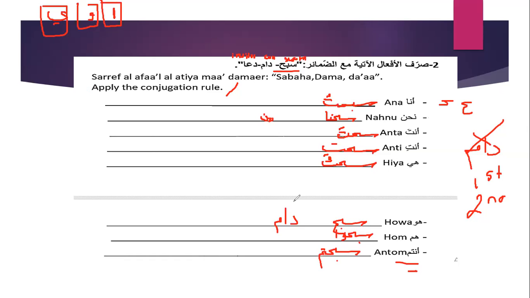So this is huwa dama. Here, damat. Because it's a third person, I don't cross the verb. It's the same ending as this. Ana, so it's dama like this, but because we are using the first person, we cross this a. Ana dum. Ana dumtu. Okay. Nahnu dumna. The same. Anta dumta. Anti dumti.